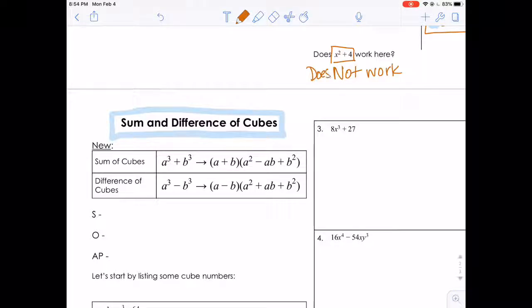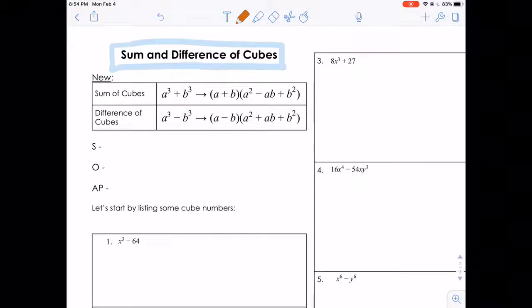Make that like a whole phrase there. Does not work. And the reason is because we need those ones to cancel. We need them to be minus. Cubes are a little different because there's 3 of them. And so we have a new formula.